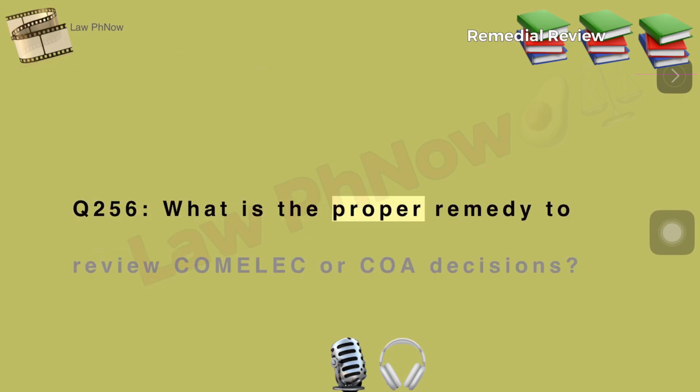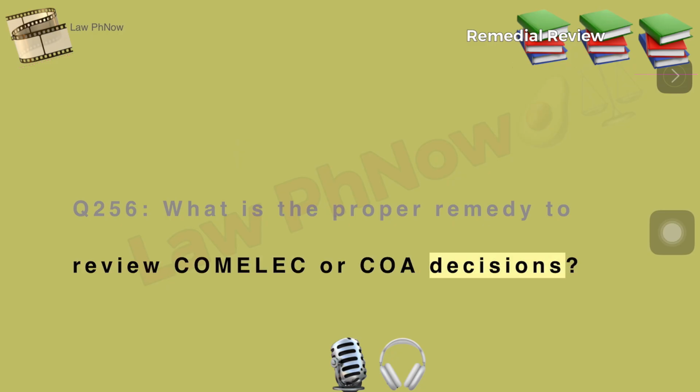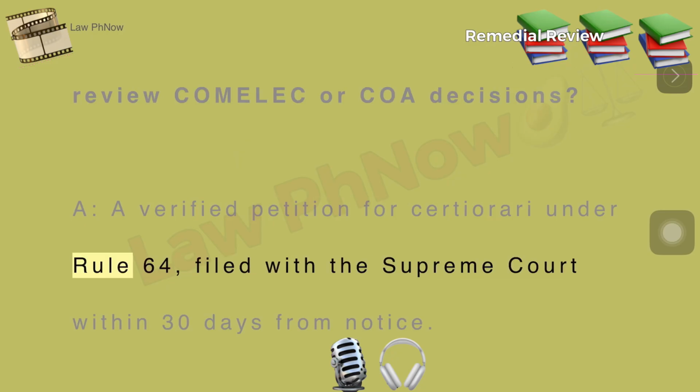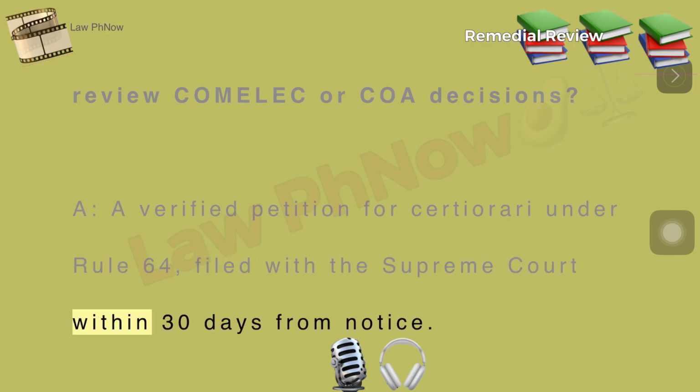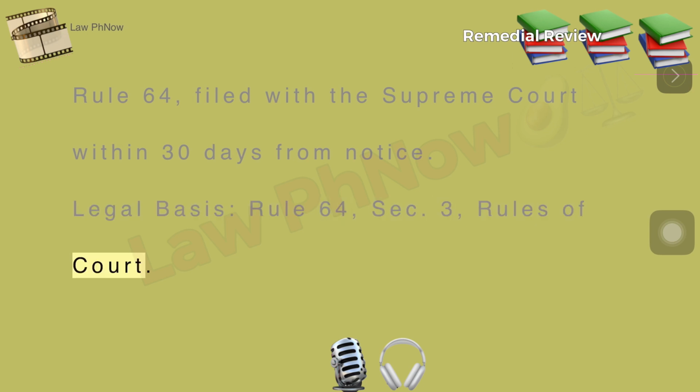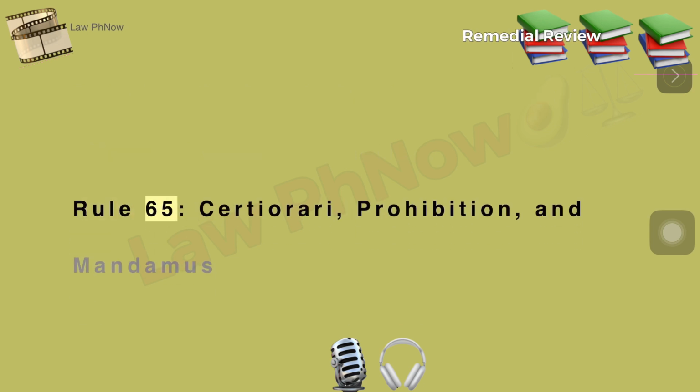Q256. What is the proper remedy to review COMELEC or COA decisions? A. A verified petition for certiorari under Rule 64, filed with the Supreme Court within 30 days from notice. Legal basis: Rule 64, Section 3, Rules of Court. Rule 65, Certiorari, Prohibition, and Mandamus.